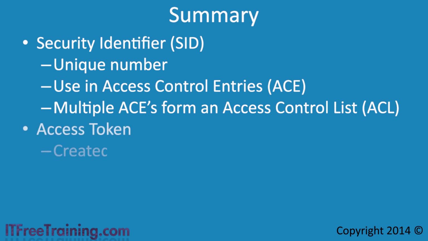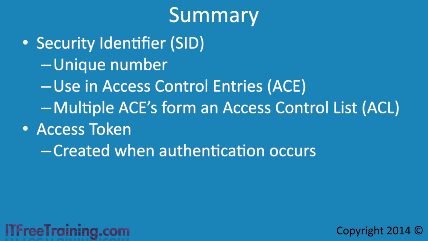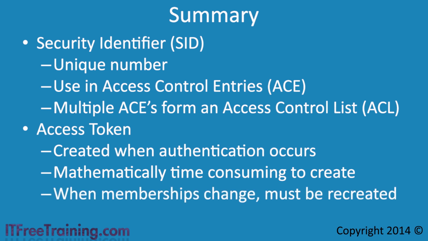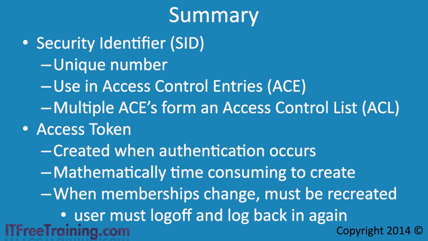An access token is created when authentication occurs, which is generally when a user first logs in. The access token defines what the user can access and is used to grant access to other systems. The access token is mathematically time-consuming to create and requires secret keys to be created and stored on domain controllers. For this reason, it is not easy to fake an access token. However, it is easy to check that the access token is legitimate. Since the access token contains information about what can be accessed, when changes are made, like group membership, the access token must be recreated. In the case of users, this means that they need to log off and log back on again.